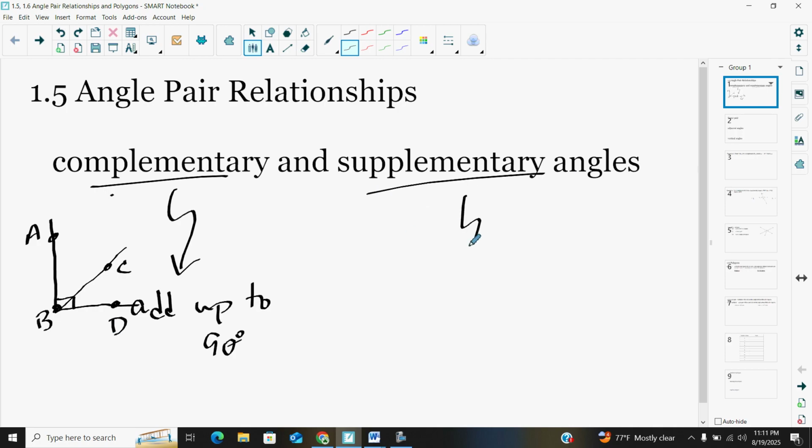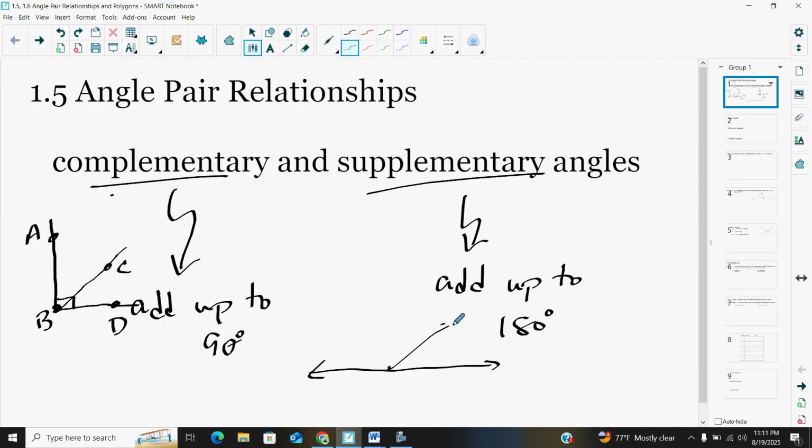Supplementary means the same thing, but now they add up to 180. If we add up to 180 degrees, this obtuse angle and this acute angle are supplementary because they line up in a straight line when I set them next to each other. Any two angles that add up to 180 are called supplementary angles. If they add up to 90 degrees, we call them complementary angles.